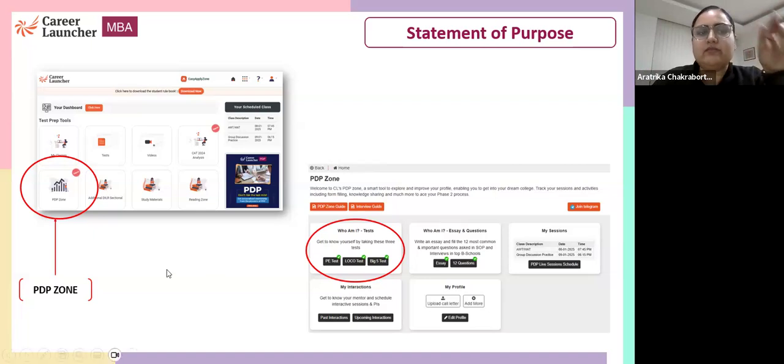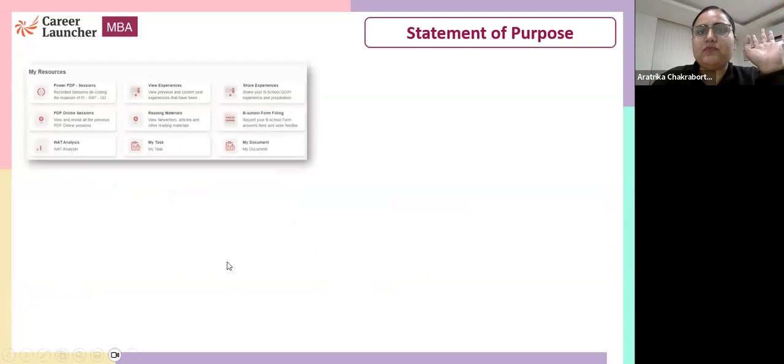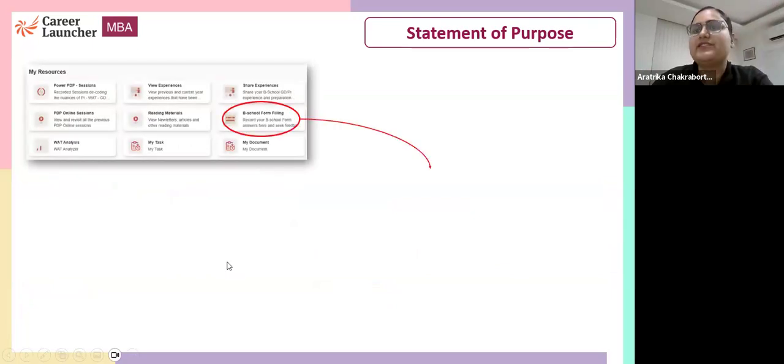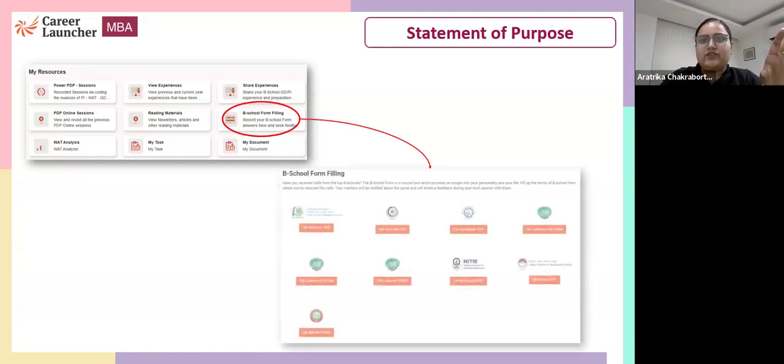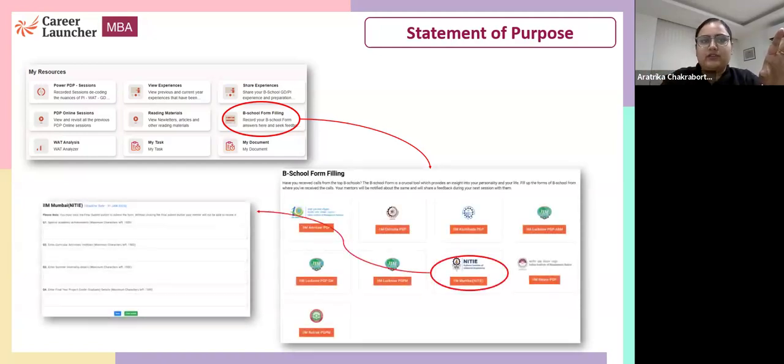So you go to the PDP zone. Once you are done, you can move to the second fold. Basically, in the second fold, in My Resources, you will see B School form filling. When you click on it, you will be able to find IIM Shillong. You enter that. It will pop up a call letter. It will ask you to give the call letters. After you upload, you can fill in the form. And below, there will be a share with mentor option. I think it's already shown here.